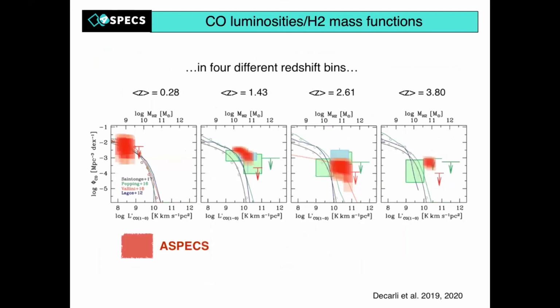So just let me go back to the data cubes, and we can use the aggregate CO emission in our cubes to derive the CO luminosity function in 4 redshift bins as shown here. And here I'm showing the resulting H2 mass functions in the top x-axis. The red shaded areas are our data. So we are covering the knee of the luminosity function. So overall, more than 50% of the emission is recovered at different redshifts.